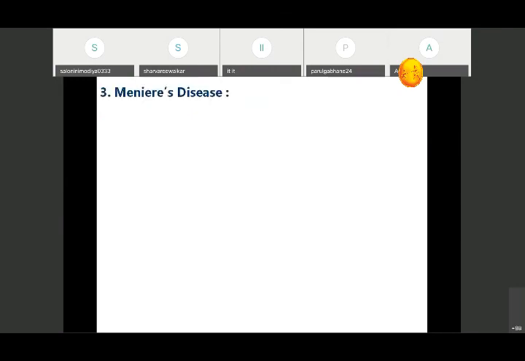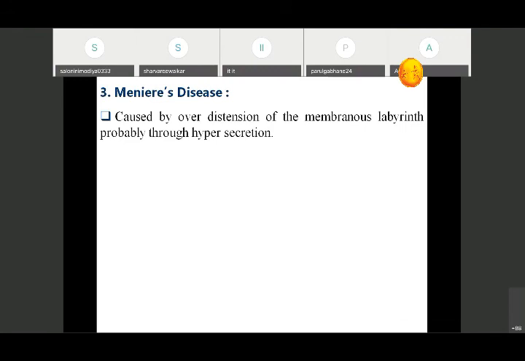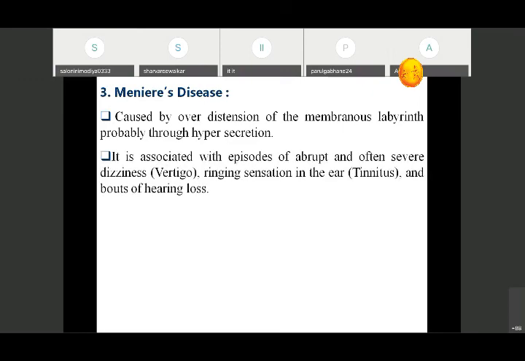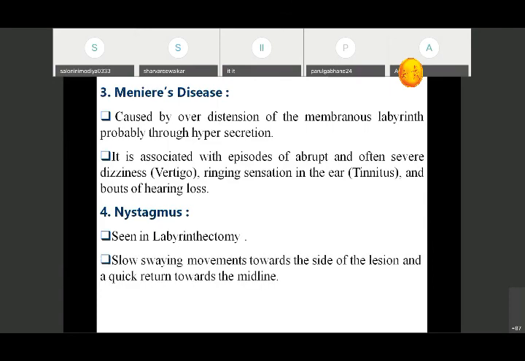Meniere's disease is mainly caused due to the distension of the membranous labyrinth, probably through hypersecretion. It is also associated with episodes of abrupt and often severe dizziness or vertigo. The patient will also complain of tinnitus, which is called a ringing sensation in the ear, and bouts of hearing loss.